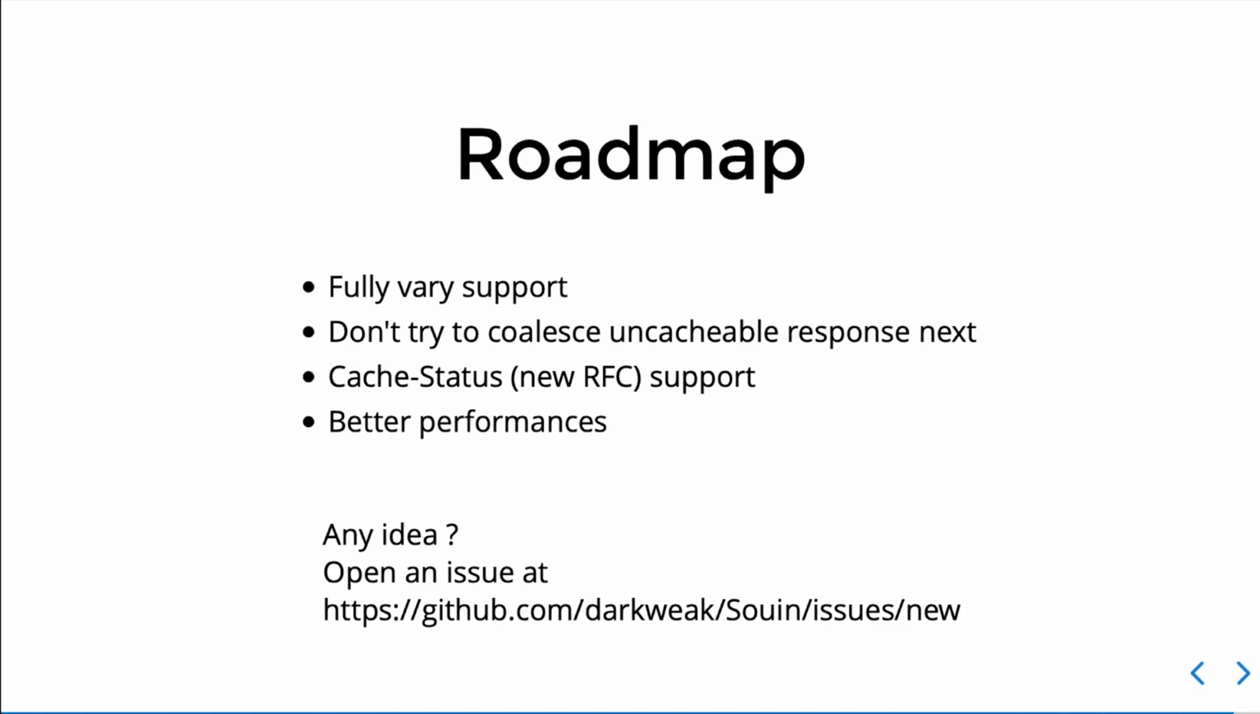Then we will work on the fact Swan shouldn't try to coalesce requests on an endpoint that has already returned a private cache directive. And after that, I'll support the new RFC cache status to replace the X-From-Cache header. And there is always the work on performances because this can always be optimized. And feel free to open an issue if you have some ideas to implement or if you have some questions. So I'm open to all questions on it.